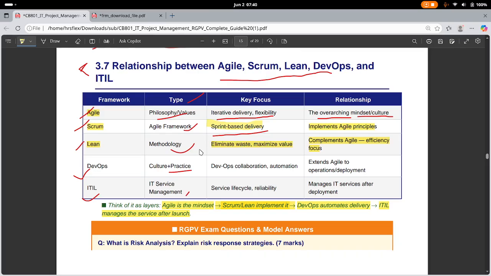Okay. Now what is DevOps? DevOps is collaboration and automation, it extends Agile to operation and deployment also. It automatically does the automation and automatically delivers. Now ITIL is about service life cycle and reliability, it manages the IT services after deployment. So these are the relationships that we need to know in this.